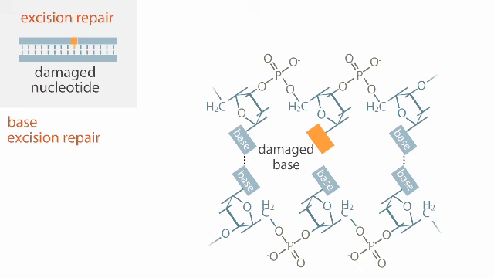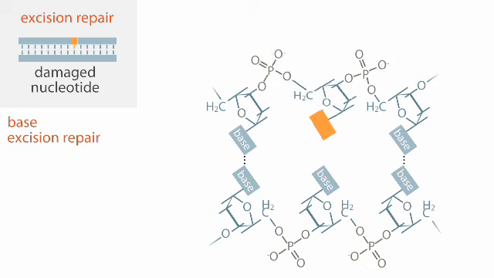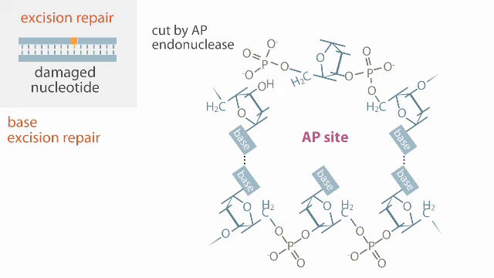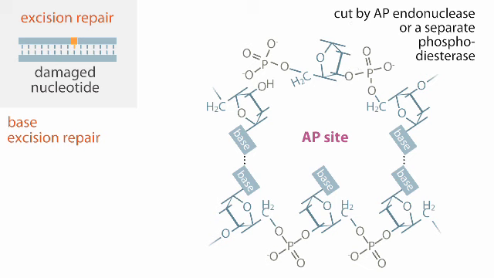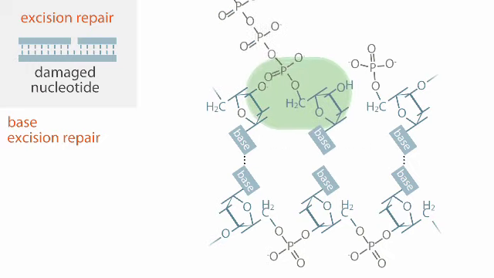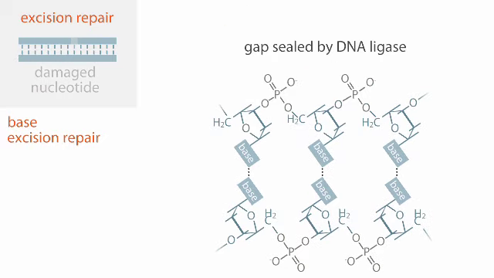The damaged base is excised from a nucleotide by a specific DNA glycosylase, which first flips the damaged base out of the helix and then cuts the beta-N glycosidic bond between the base and the sugar, leaving a baseless site, called an AP site. An AP endonuclease cuts the phosphodiester bond on the 5' side of the AP site. And then the other 3' side is cut, either by the endonuclease itself or by a phosphodiesterase. The resulting gap is filled in by a DNA polymerase and sealed by a DNA ligase.